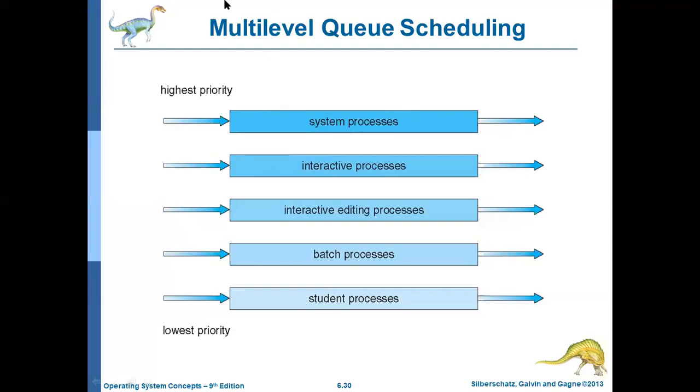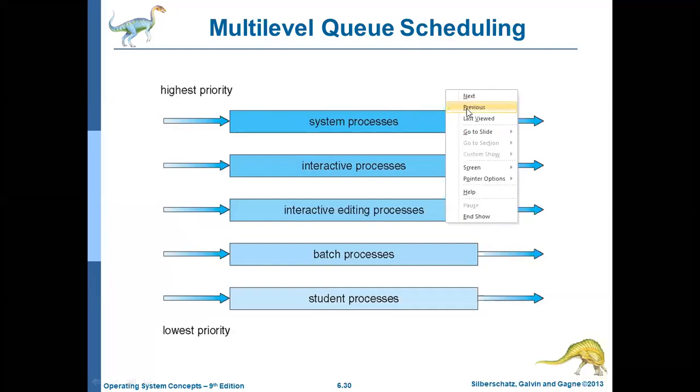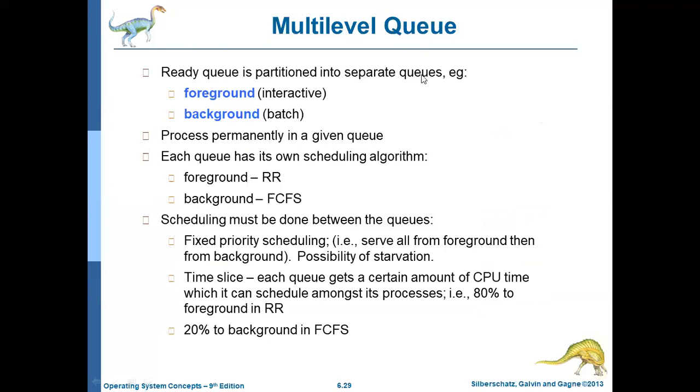This is regarding multi-level queue scheduling. The ready queue is partitioned into separate queues, one for foreground and one more for background. For background, you have batch jobs. Batch means similar applications, all users of the same type of jobs. Then they are called batch jobs.